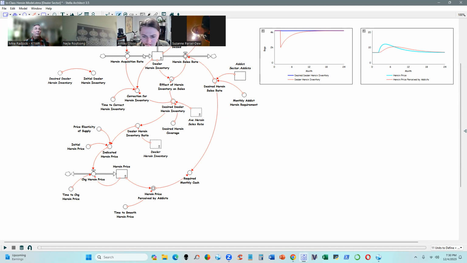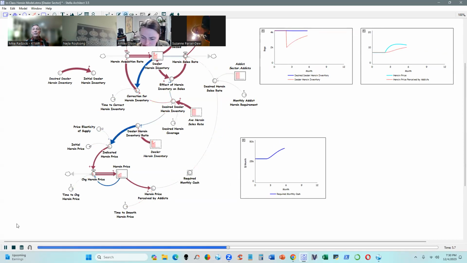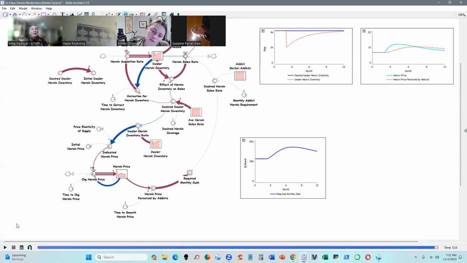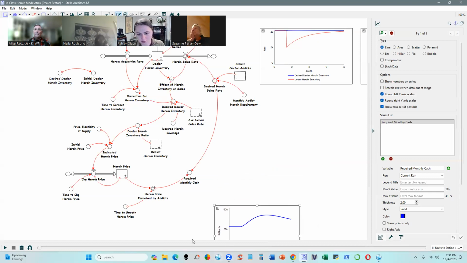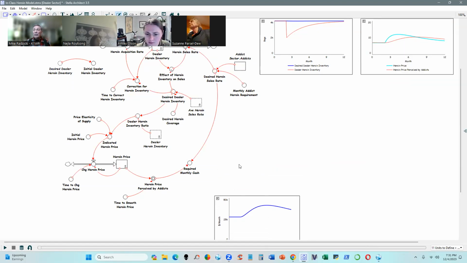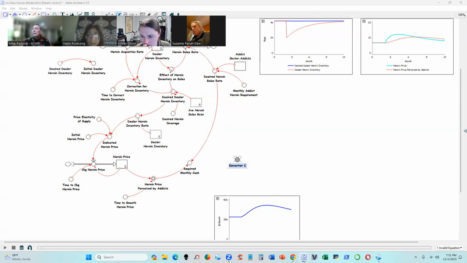Okay, so let's, oh, I shouldn't have done that. So let's just undo that. What I wanted to do was this. Okay, so it starts in equilibrium, and then there's more cash that's necessary per month, and it's going back down. So that seems to me to be a good thing. Okay, so now what might we do? Again, this is the place where I think the units really help you. So this is the amount of cash the addicts need per month.